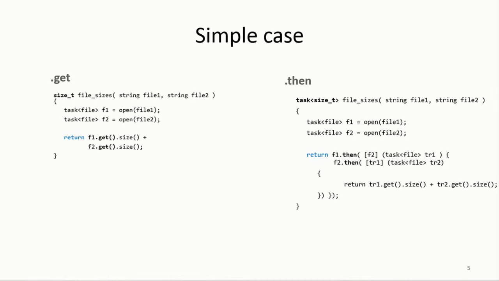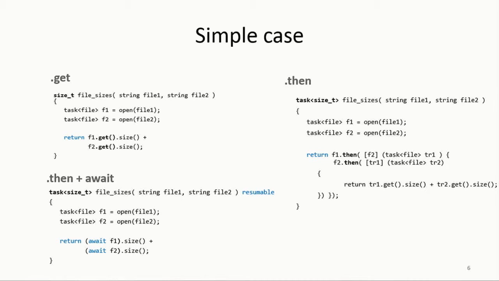Now, as you can see, file sizes itself is an asynchronous call, because when you call file sizes, it's not going to block. It's going to return a PPL task. So that's the thing about asynchronous programming. It's very viral. Once you start using asynchronous programming in one place, you yourself become asynchronous, your callers become asynchronous, etc. Now, await makes this a little bit easier.